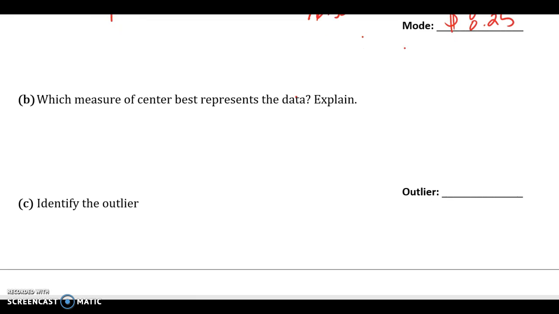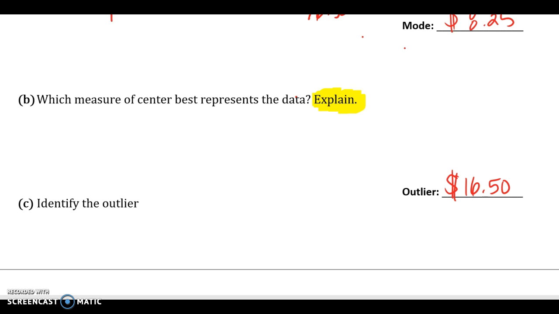Actually, I'm going to go to the last question, question C, because you need that to help you understand question B. We're looking for an outlier in the set of data. Remember, the outlier is any number that is much greater or much less than all of the numbers in the set of data. Hopefully you can easily see that the outlier right here is the $16.50. So going back to question C, it says which measure of center, meaning mean, median, or mode, best represents the set of data? And then you need to explain, which means in words, you need to tell why.